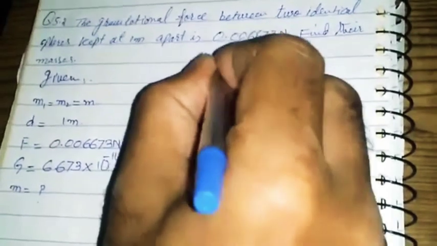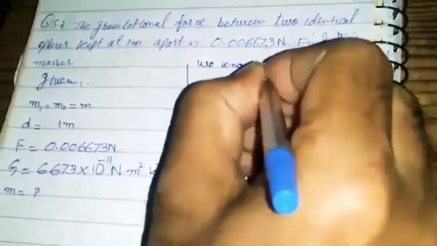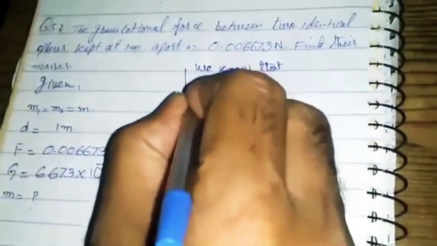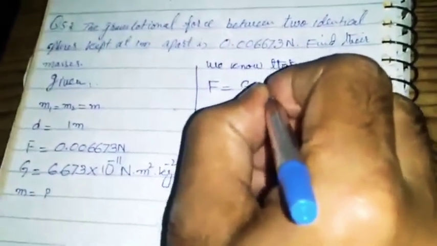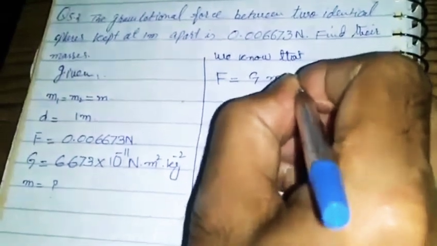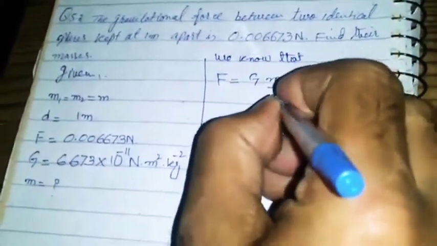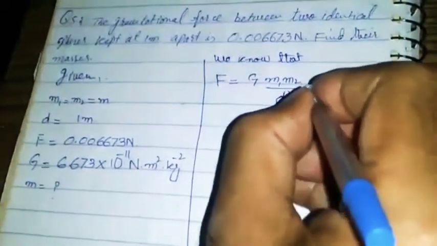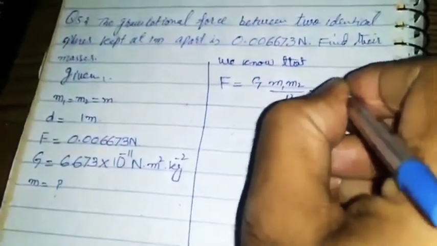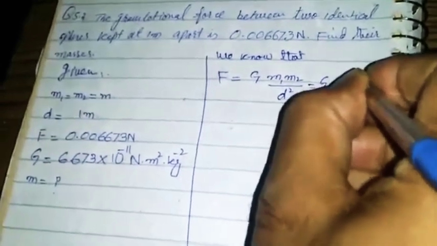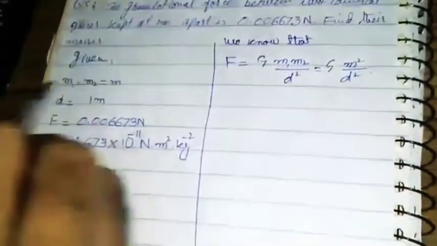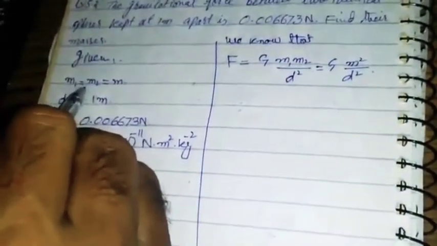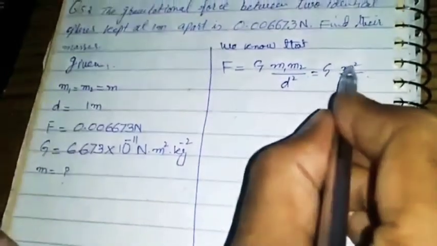We know that F is equal to G m1 m2 over d square, which is equal to G m square over d square. As it is given, m1 and m2 are equal, so m1 into m2 is equal to m into m is equal to m square.